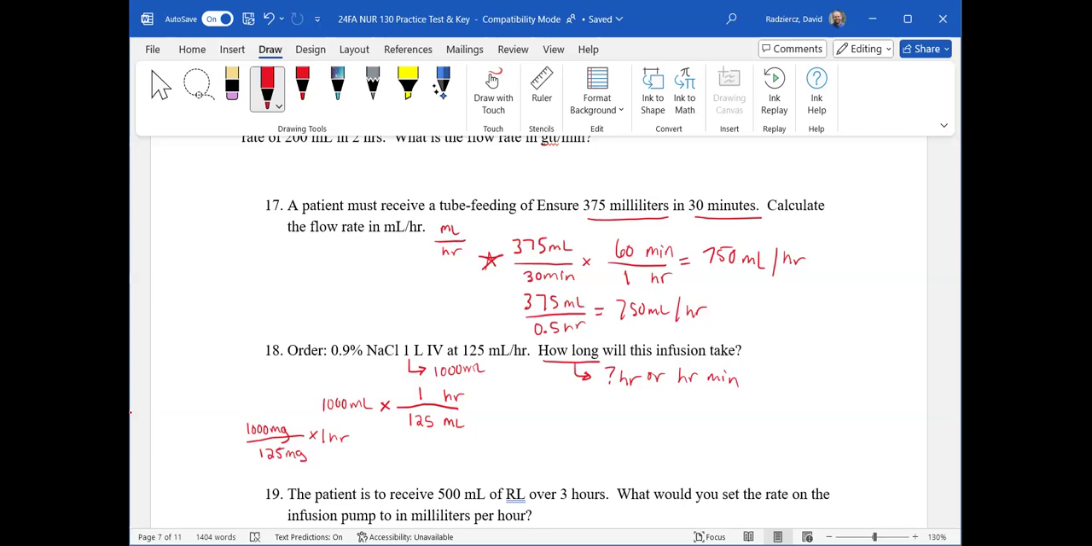And as always, if you've worked with me in the past, you know that I like to set these up like this because that makes it so I know that I'm eliminating the units that I don't want and I'm left with the unit I do want. So I'm just going to take my 1,000 divided by 125. I think that's 8. Yeah, which is 8 hours.